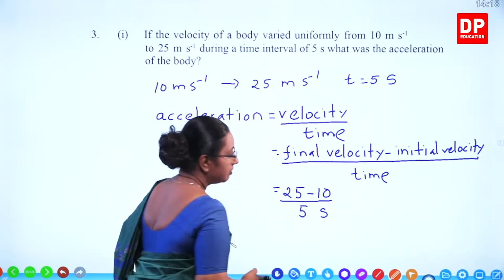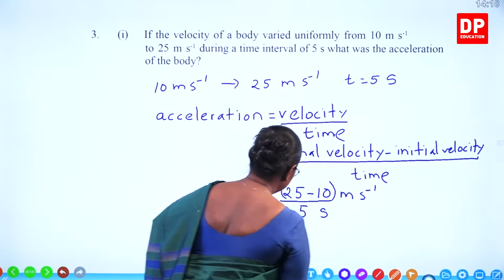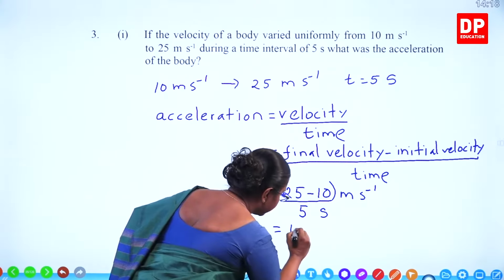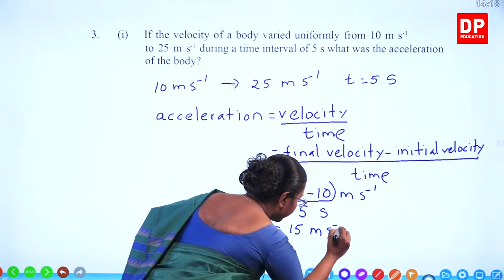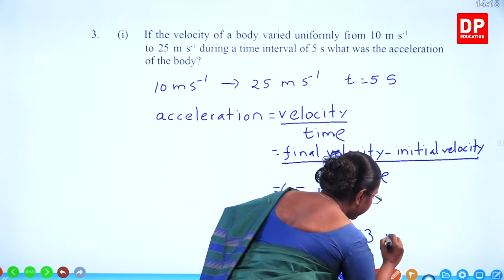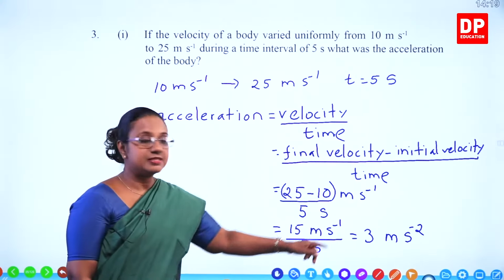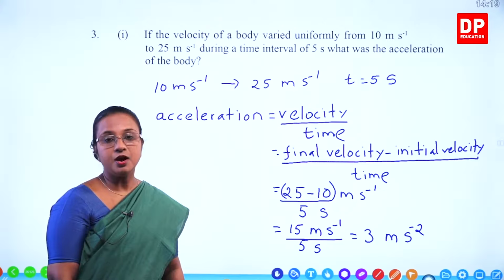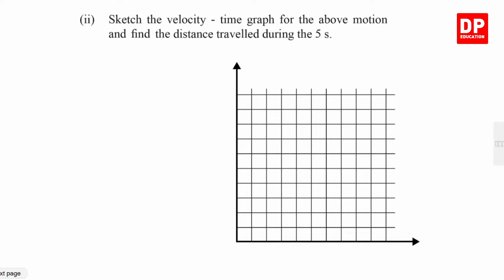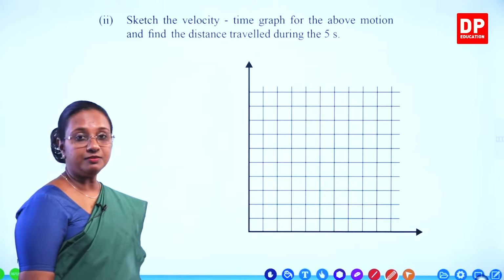So, you can include the units: 25 minus 10 meters per second, and 5 seconds. So, 25 minus 10 is 15 meters per second divided by 5 seconds. That will be equal to 3 meters per second square. So, that is the acceleration of the object. Next one. Sketch the velocity time graph for the above motion and find the distance travelled during the 5 seconds.